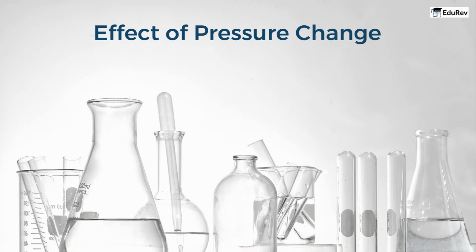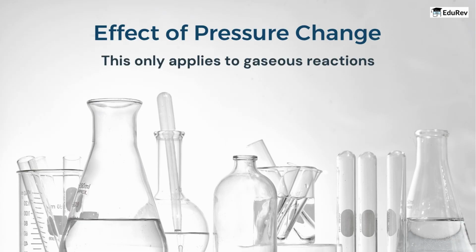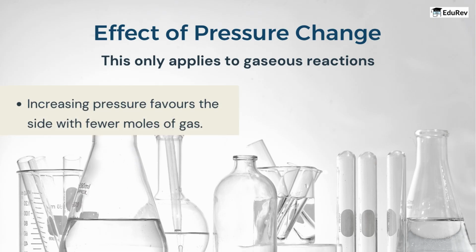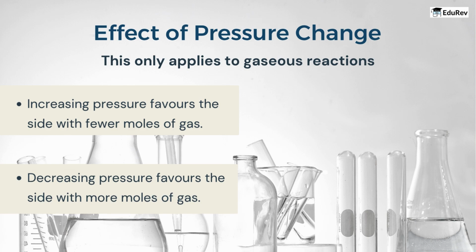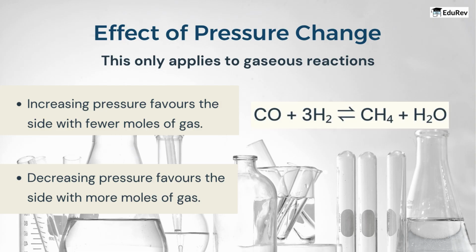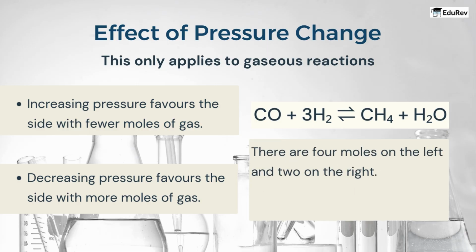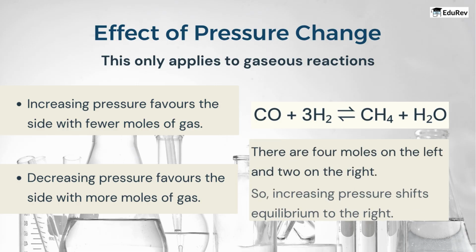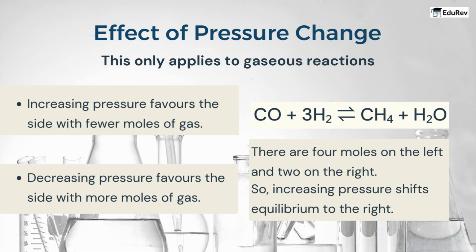Effect of pressure change. This only applies to gaseous reactions. Increasing pressure favors the side with fewer moles of gas. Decreasing pressure favors the side with more moles of gas. For example, carbon monoxide plus 3 hydrogen gas in equilibrium with methane and water vapor. There are 4 moles on the left and 2 on the right. So, increasing pressure shifts equilibrium to the right.